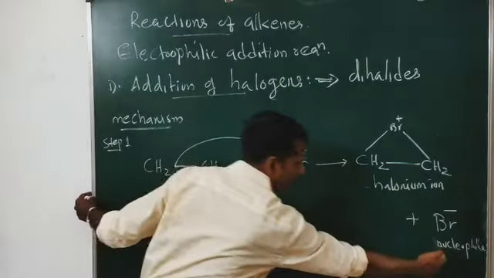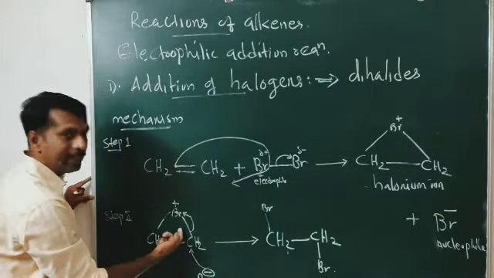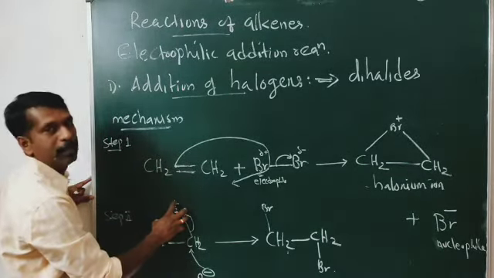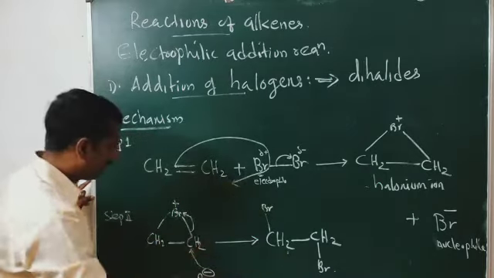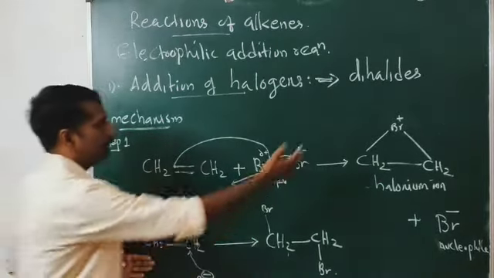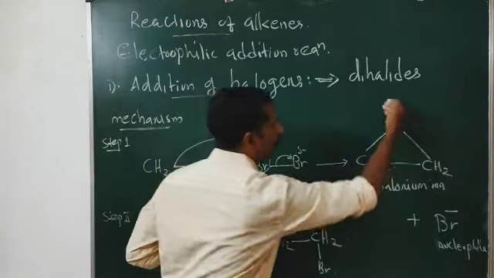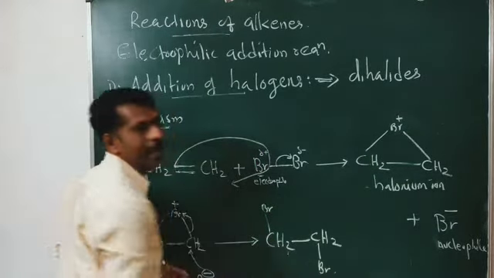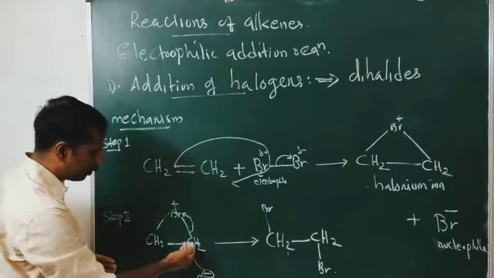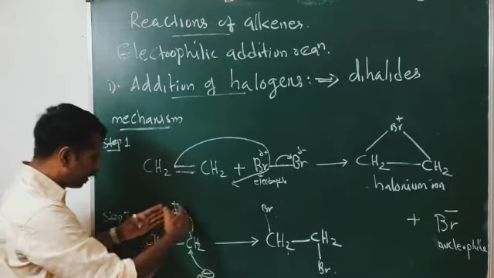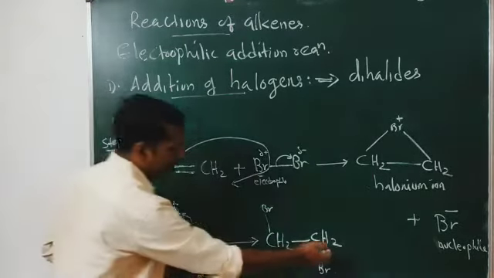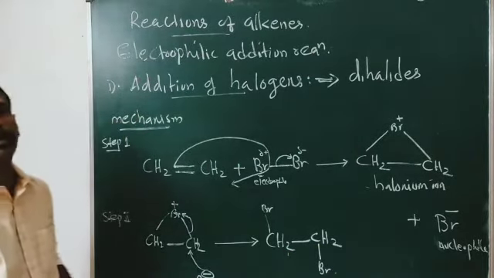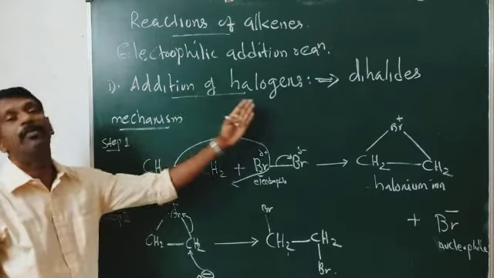This is known as the nucleophile. The nucleophile will attack the halonium ion from the opposite side of the bulky portion. This will result in the opening of the cyclic system and will give dihalide. When it attacks from the back side, the ring will open, and we get vicinal dihalide. This is the mechanism of electrophilic addition of halogens.